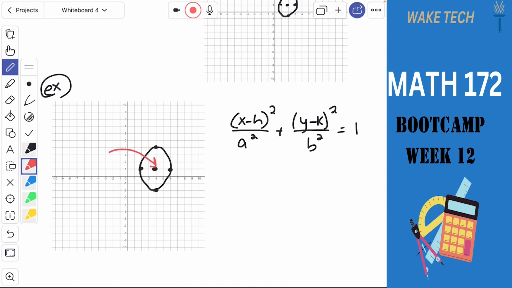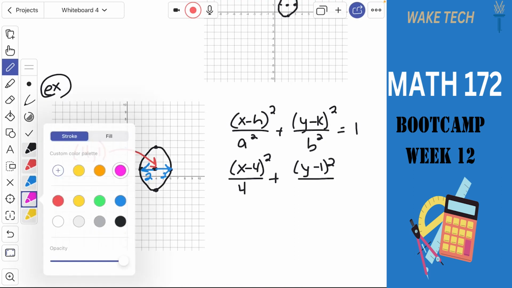Well, h and k come from the center. The center here is at (4, 1). So we can plug in 4 for h and 1 for k. A tells us how far from the center we should go left and right. In the case of this ellipse, we're going 2 units to the left, 2 units to the right. They should match. They do. But what goes in the denominator is the square of 2, which is 4.